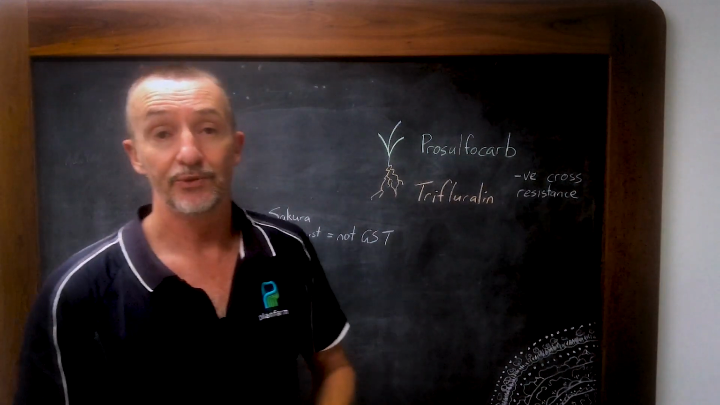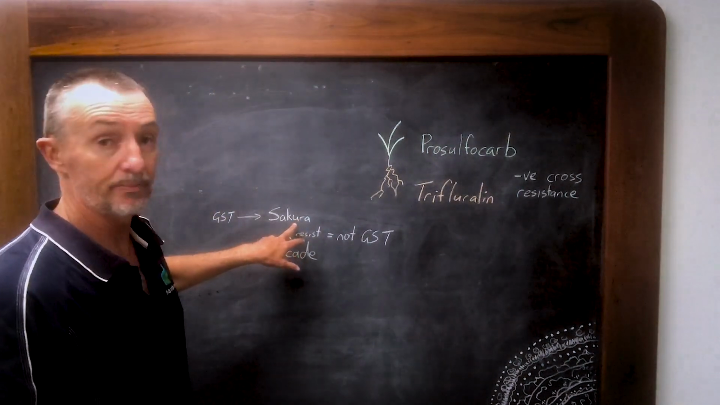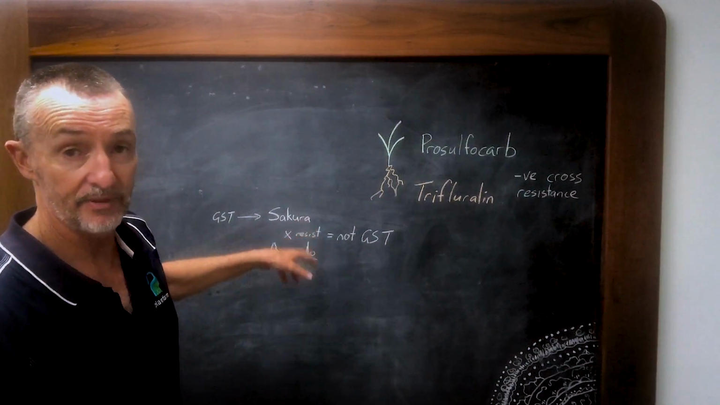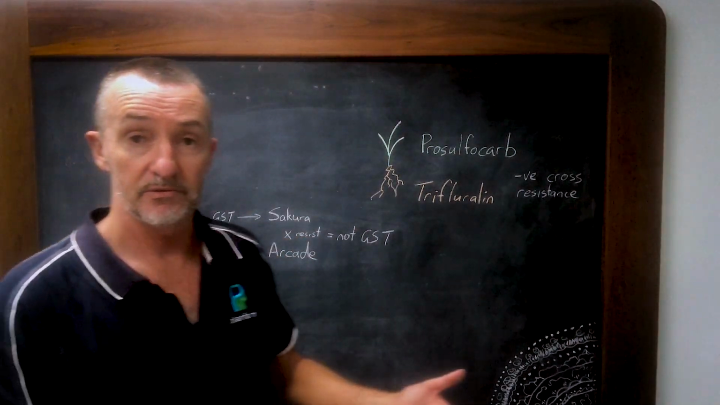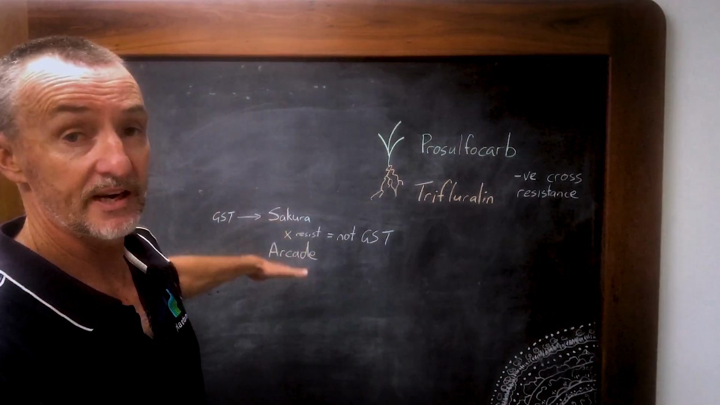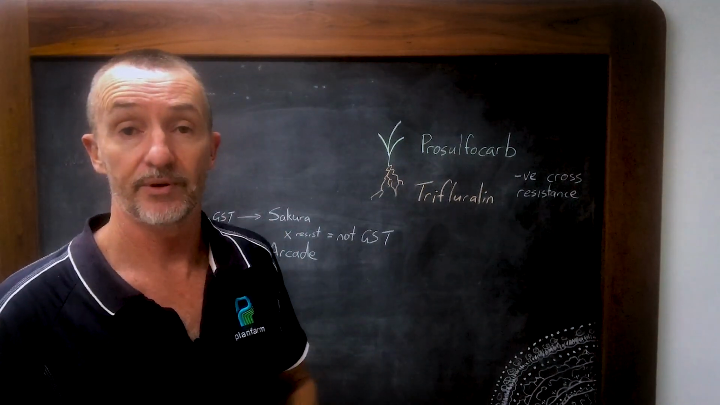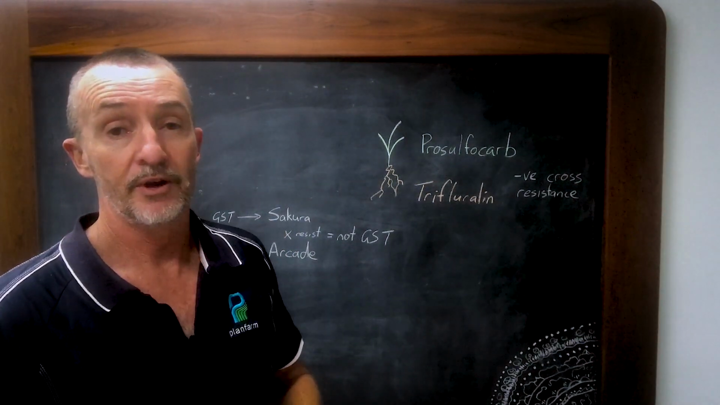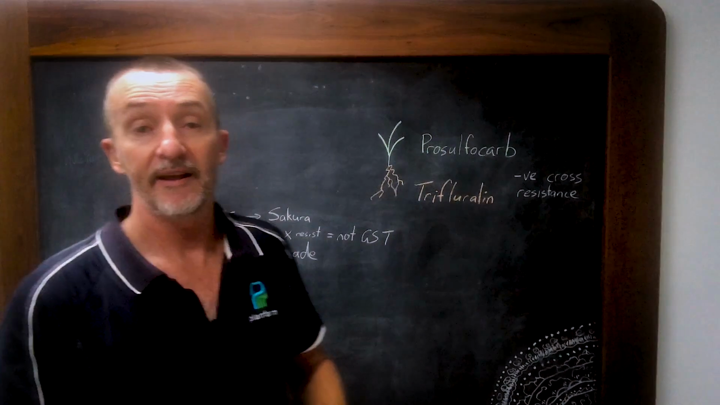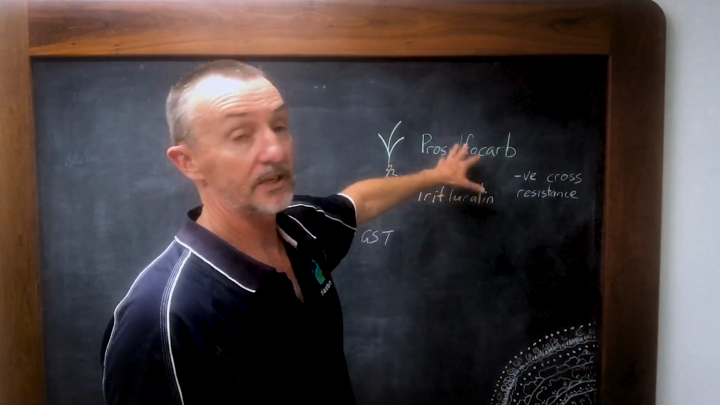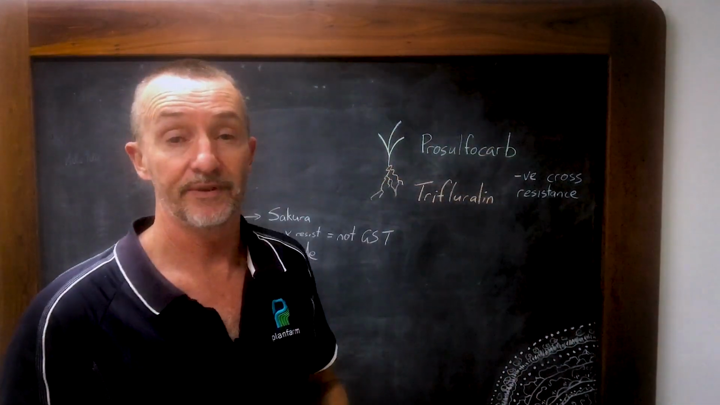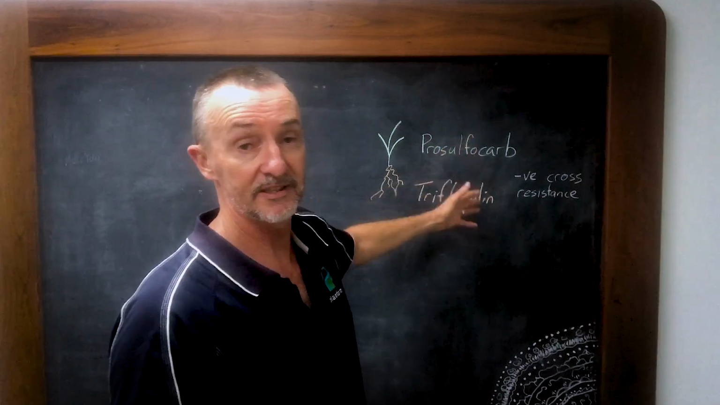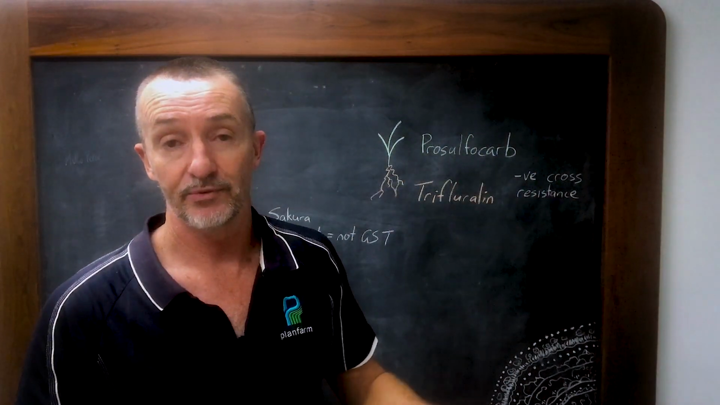So what do we do with this information? Well, one is that we probably don't rotate between these herbicides. We know there's cross resistance between, say, Sakura and Arcade, or pyroxasulfone and prosulfocarb, so we probably don't rotate between those. And the other thing we probably do is keep mixing trifluralin and prosulfocarb. If there's this negative cross resistance, then that is a good thing.